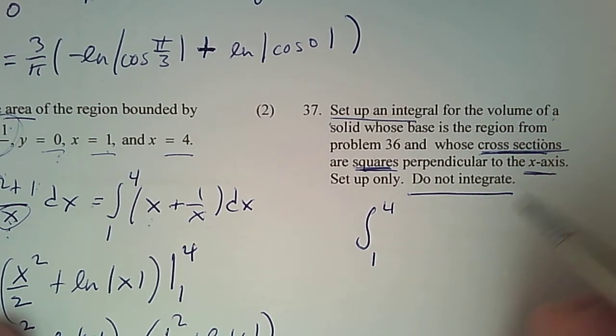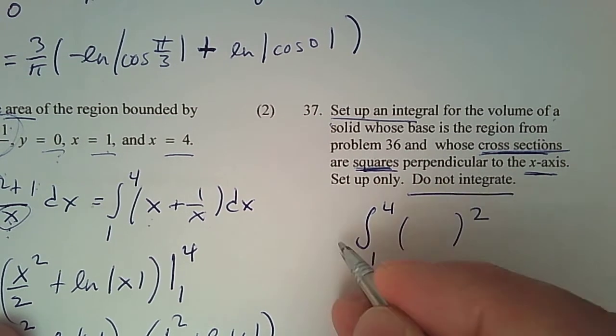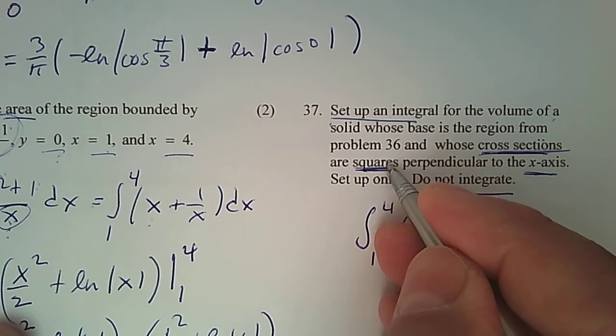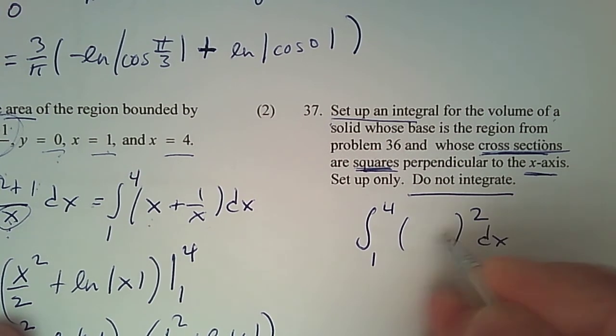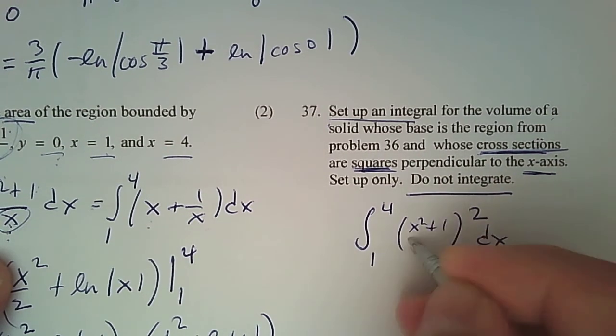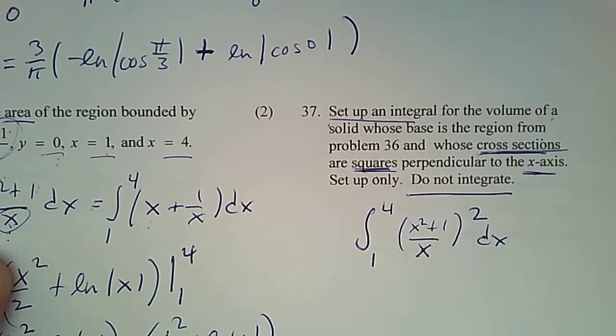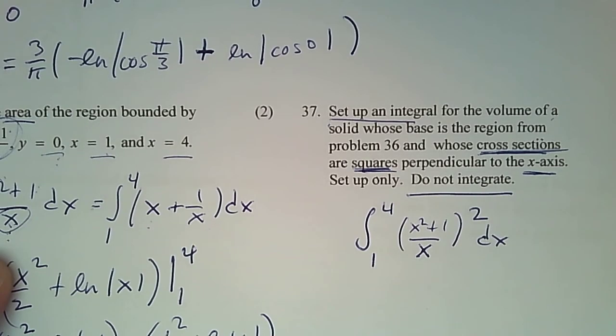So I need to remember the formula for a square. You take one base of that square and you square it. Now not pi r squared, not a circle, just the area of a square. And then you need to recognize what represents the base at any point between 1 and 4. And the answer is x squared plus 1 over x. That is the base. Done.